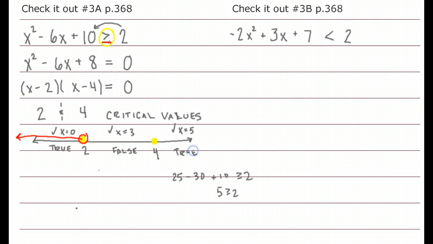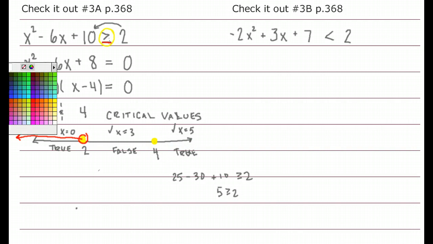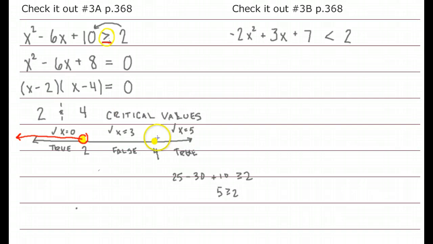So what we find here is that my solution is going to be anything less than or equal to 2, or anything greater than or equal to 4. So the last step is to write an inequality that represents this number line. And if it has a gap here, a space in between, that's called a disjunction, and you have to include "or" in your statement.